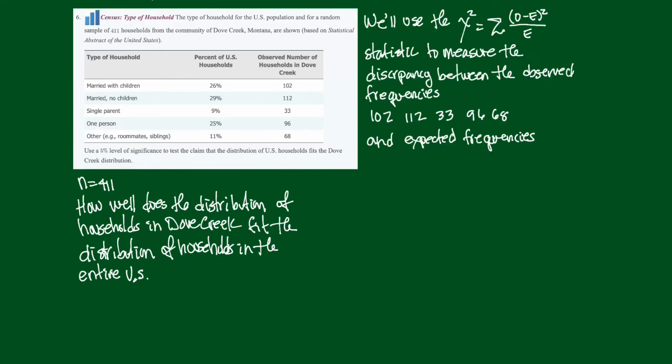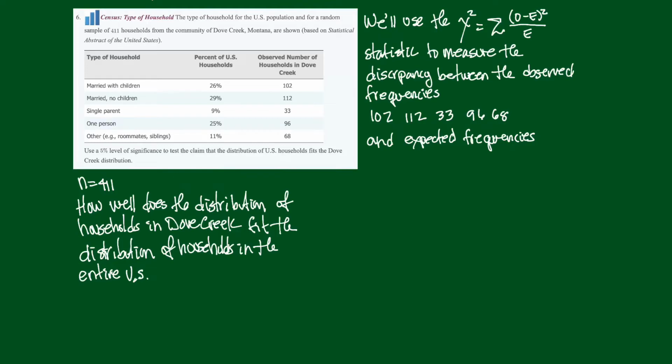To see if we have a good fit or not, we will use the chi-square statistic to measure the discrepancy between the observed frequencies, here's our observed frequencies, and the expected frequencies. So I think we better get the expected frequencies. If Dove Creek really does fit the model of the entire U.S., how many of each household type do we expect to see? For example, we're seeing 102 married with children. How many do we expect to see?